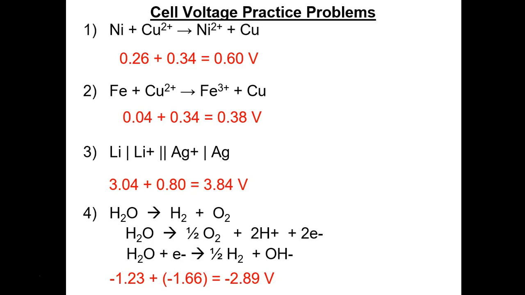Now, this relationship between cell potential and delta G can be illustrated with example number 4, where we show water being broken up into hydrogen and oxygen. We see the cell potential for that process is negative. That tells us that this is a non-spontaneous process. And that makes a lot of sense, because if it were spontaneous, water would then spontaneously break apart into hydrogen and oxygen gas, and we know that that does not happen.